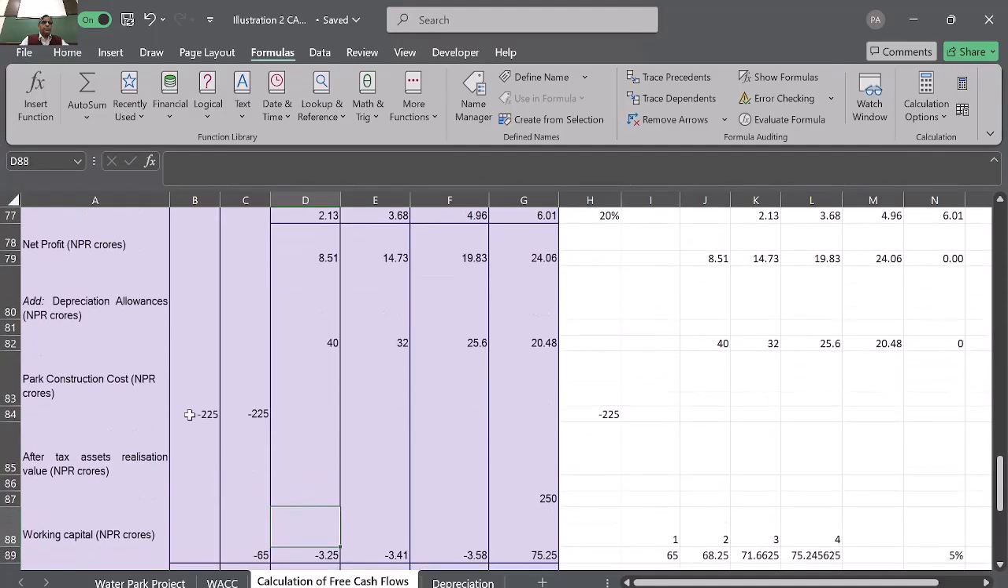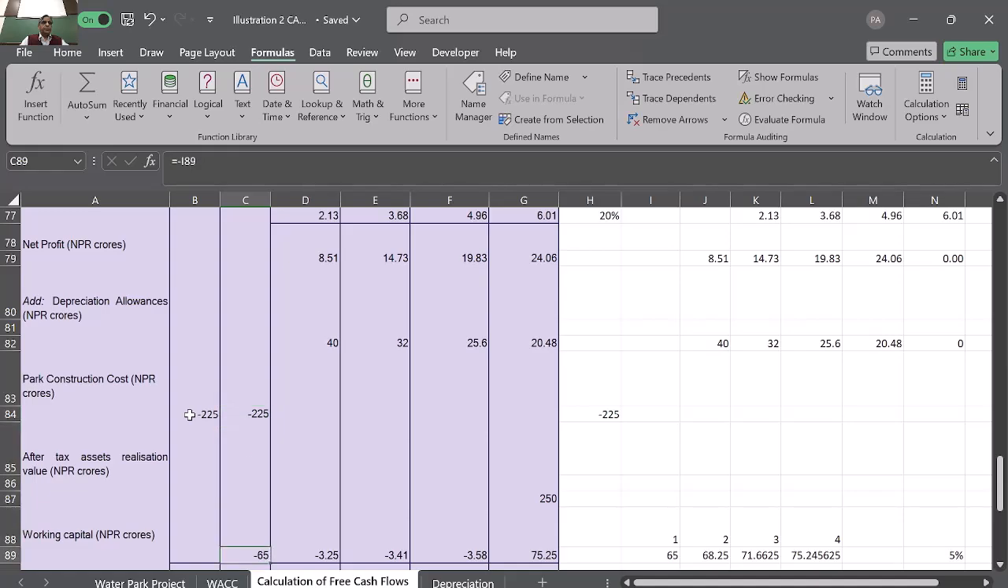Then, what is the project cost? 450 crores. They are going to spend 225 in the first year, year 0, and 225 in year 1. So I have broken it into two: one at the beginning of the year, one at the end of the year. So this will be shown as two separate lines.